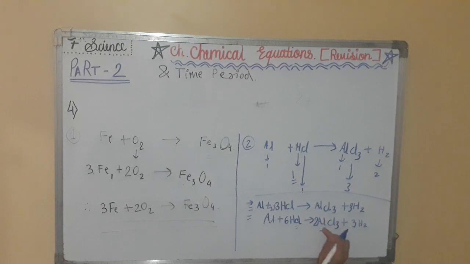Now here the aluminium has become 2, but there is 1. Now again we'll multiply 2 with this. So 2Al plus 6HCl is equal to 2AlCl3 plus 3H2. Now at this point the equation is balanced. I hope you have understood the balancing equation and all the questions of part 1 and part 2.